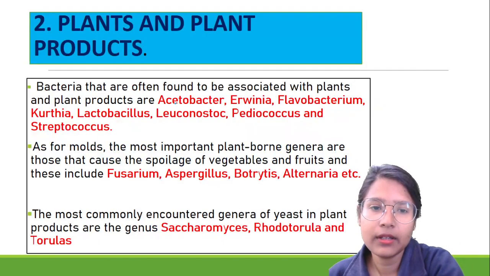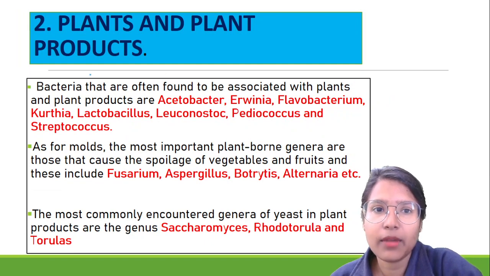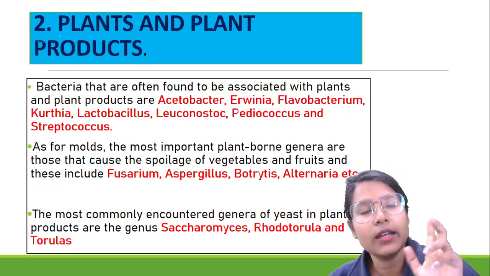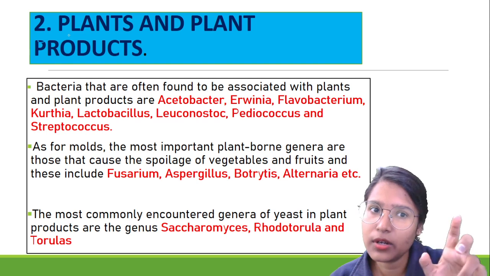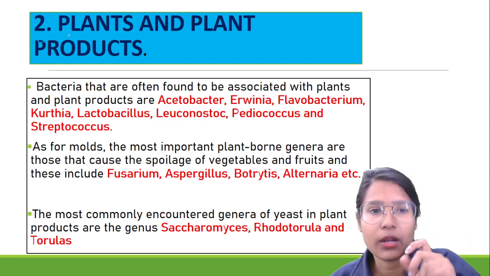Next, if we look at plant and plant products: the first source was soil and water, from which pathogens can enter the food. The next one is plant and plant products.